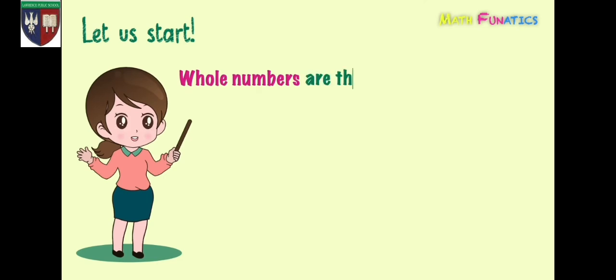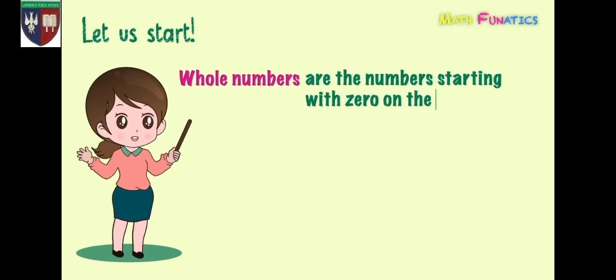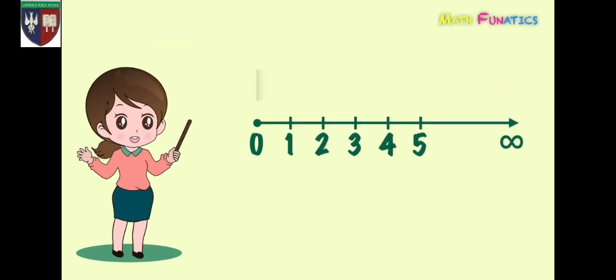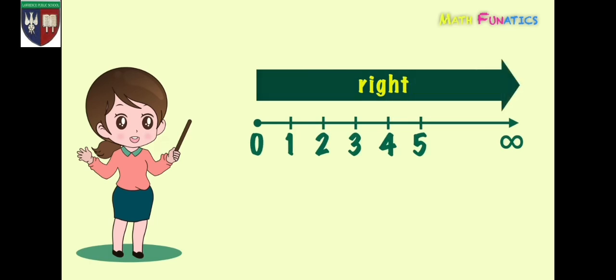Whole numbers are simply the numbers starting with a 0 on the number line. So, we have 0, 1, 2, 3, 4, 5, and continue all the way to infinity. This number line only shows the numbers specifically on the right of 0.